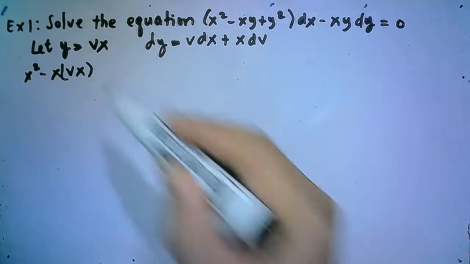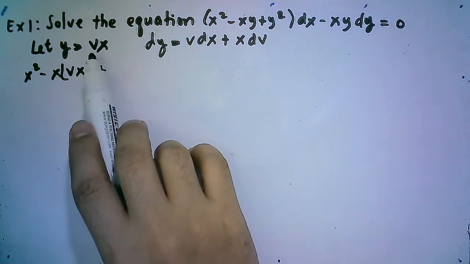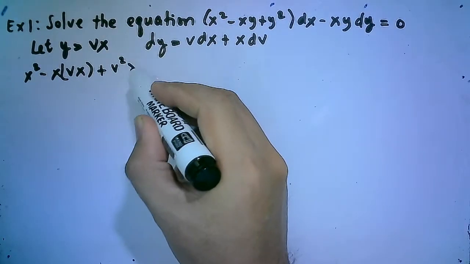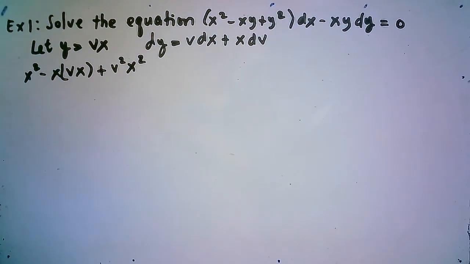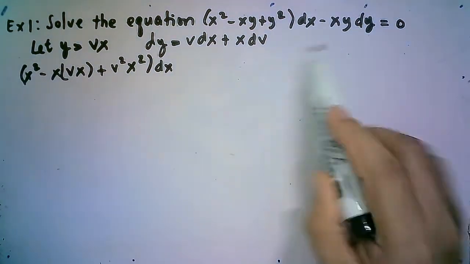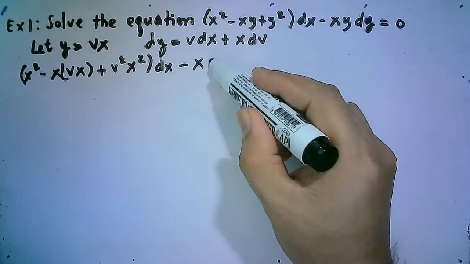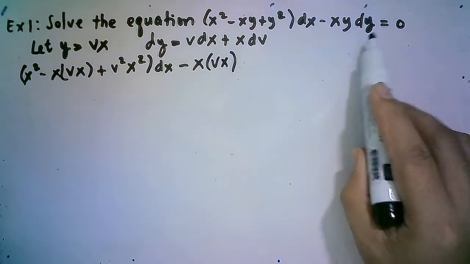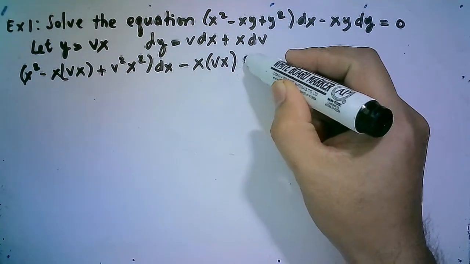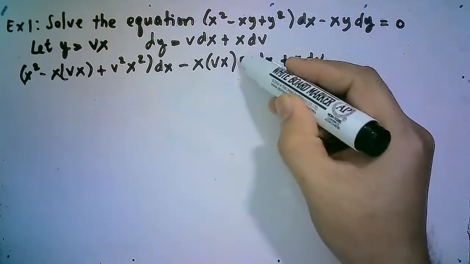vx, plus y squared. So instead of writing y, I will make use of vx. So that is v squared x squared, and then dx, minus x and then y, that is equivalent to vx, and then we have dy, which is equivalent to v dx plus x dv.